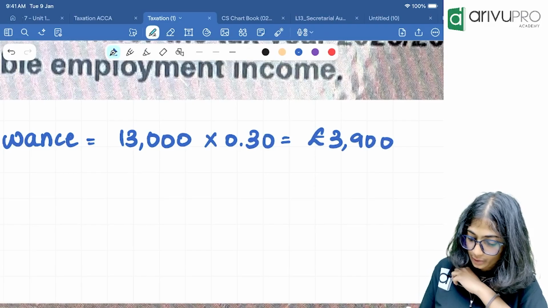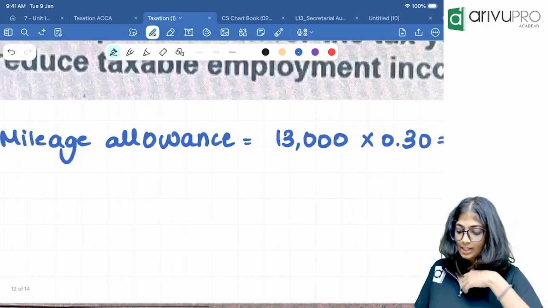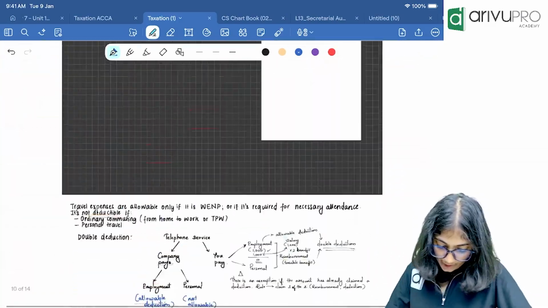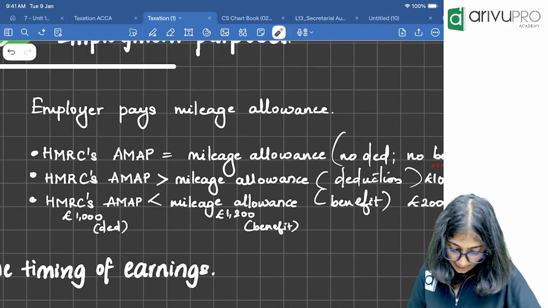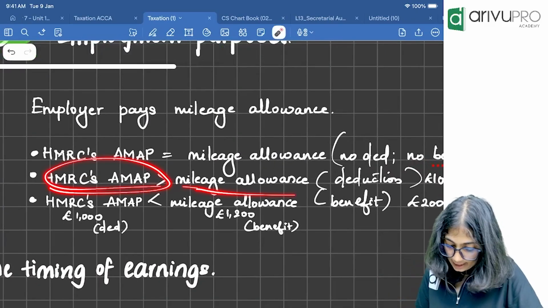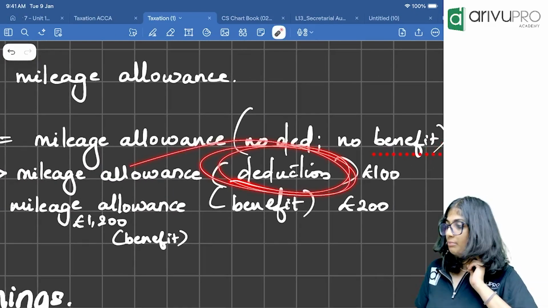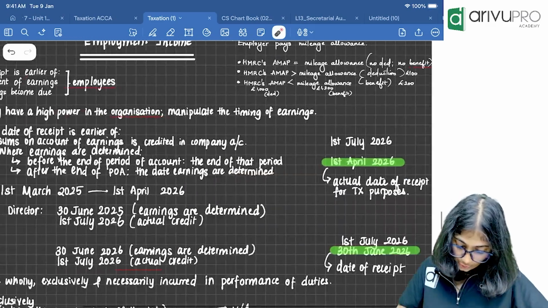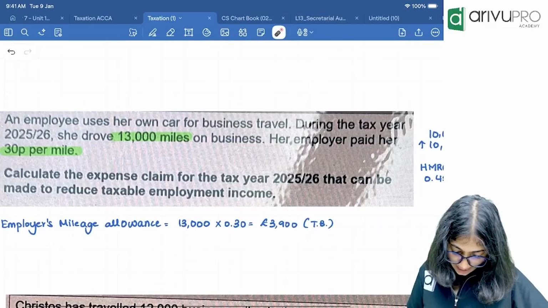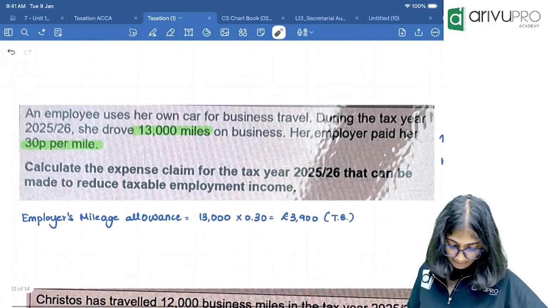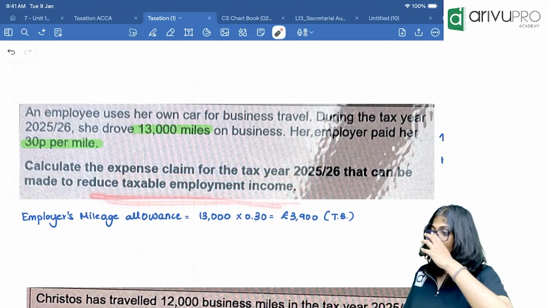3,900 pounds, she is going to get a taxable benefit. Now we know, what do we know? We know that if HMRC's AMAP is greater than the mileage allowance that is provided by your employer, there will be a net deduction. So first of all, what is the question? They asked, what is the expense claim for the tax year that can reduce the taxable employment income?